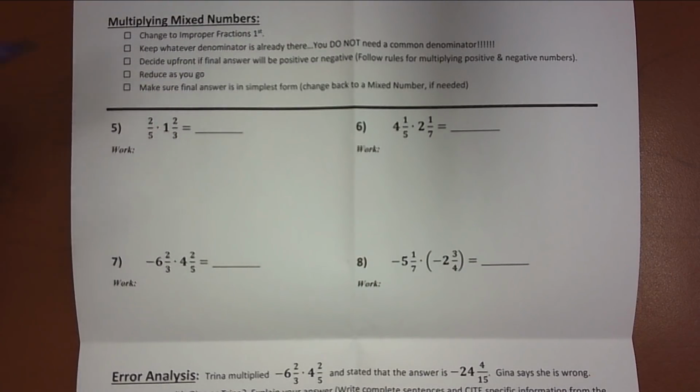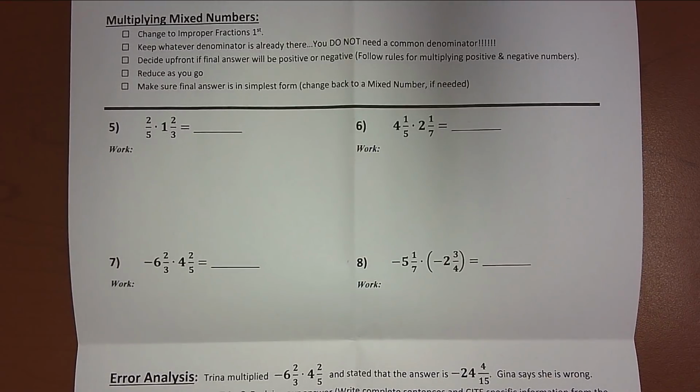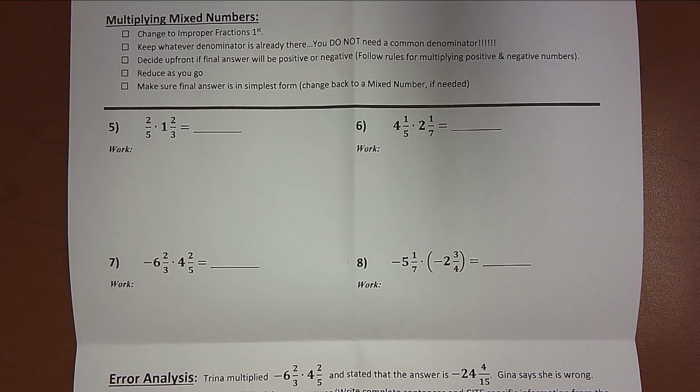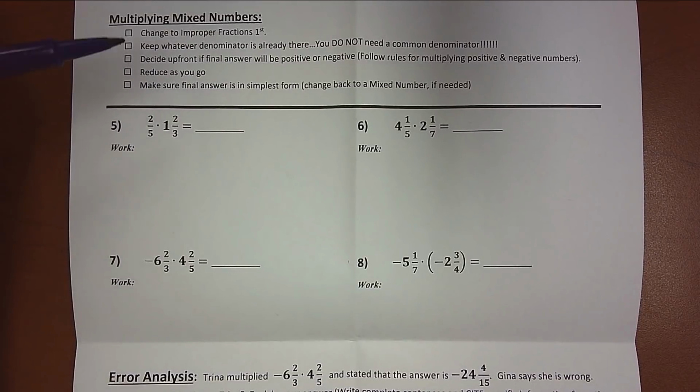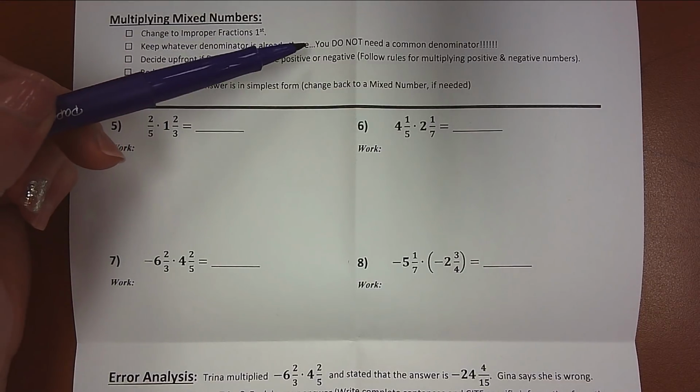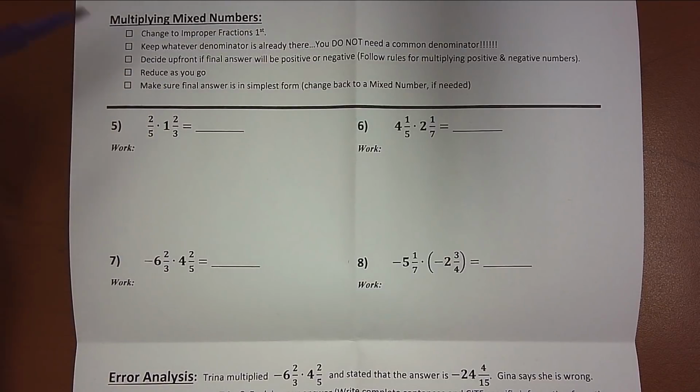When we multiply, we cannot just multiply the whole numbers and multiply the fractions like we did when we added and subtracted. When we added and subtracted, we just added the whole numbers, added the fractions, and moved on. When we multiply, we have to change our mixed numbers to improper fractions first. Then from there on, we'll keep whatever denominators are already there. We don't have to switch it to a common one.